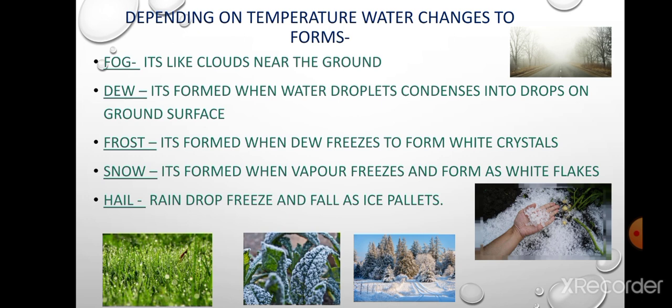Now, depending on the temperature, water vapor changes into different forms such as fog, dew, frost, snow, hail. We'll see one by one about the different types. Fog. It is the air near the ground or water surface. If the air near the ground or the water surface is cold, then the water vapor condenses into water droplets and it remains in the air near the ground to form fog.